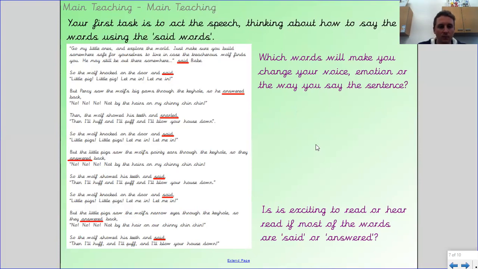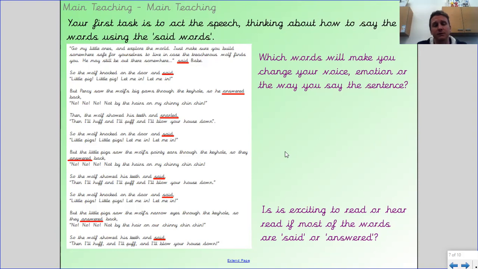All right, so all of these, it says, which words will make you change your voice or your emotion or the way you say the sentence, okay? My example of snarled suggests that he was angry, all right? All the rest of them, okay, have used the word said or answered. My question to you now, does that make it good to read, or is there a way we can make it even better? Okay, pause the video, maybe have a chat about that. Is it interesting, or could we make this even better?